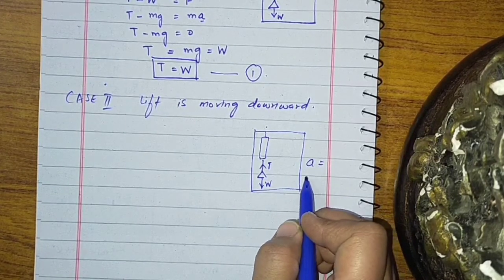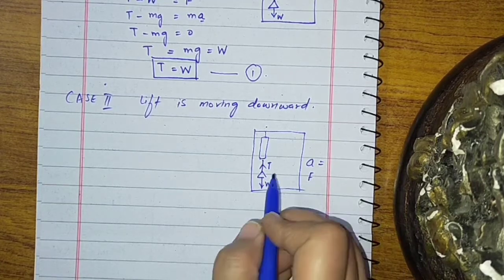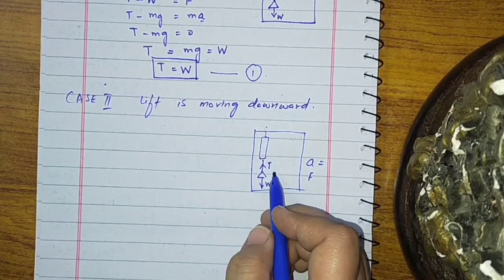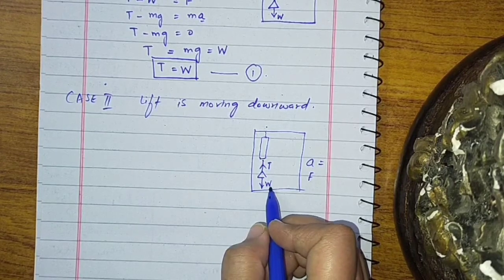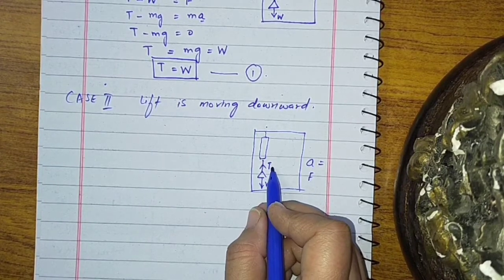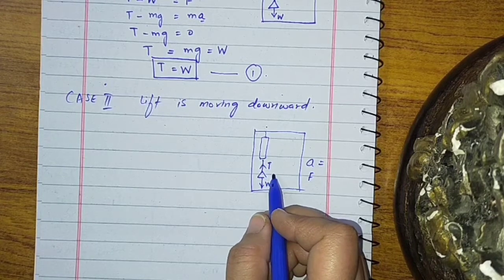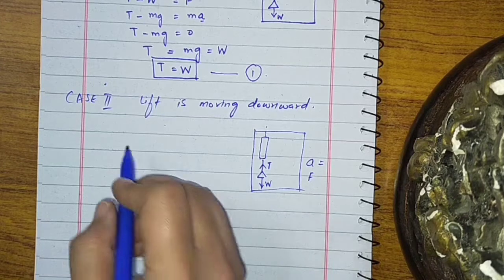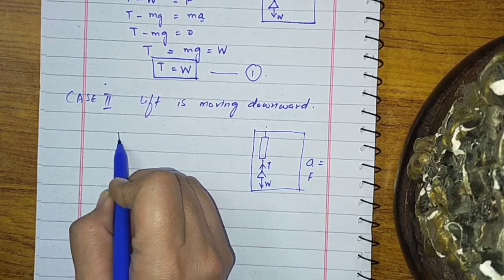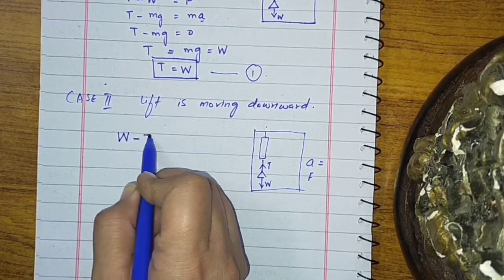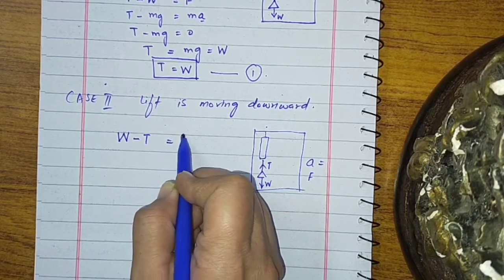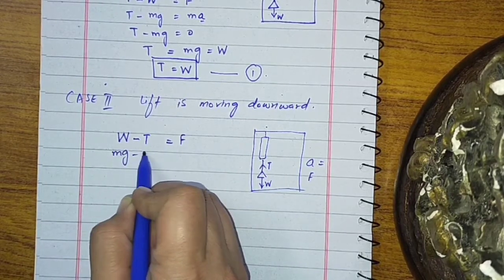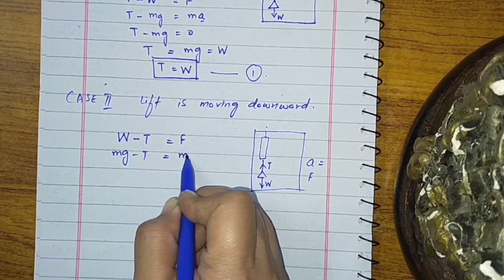So if there is acceleration, then there will be a force. If we apply the equation here, the lift is moving downward, or we can simply see that if the weight is greater than the tension, then in that case the body will be moving downward. So we can say here that the weight is greater, so weight minus tension will be equal to the net force. If we put in the values, weight will be equal to mg, minus tension, will be equal to ma.